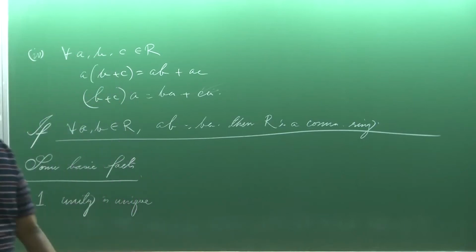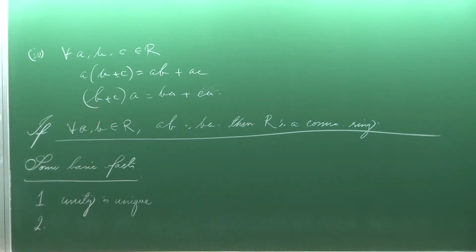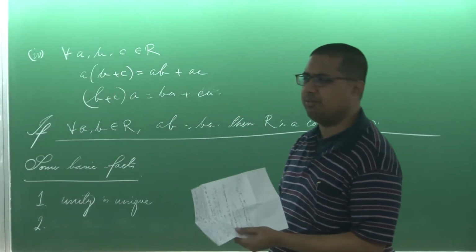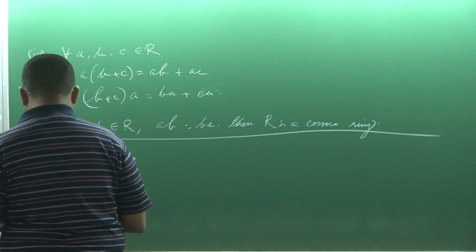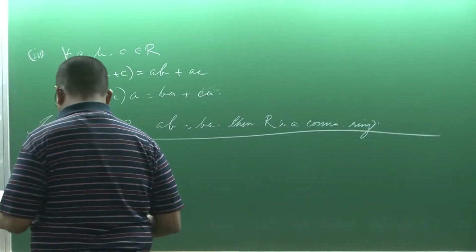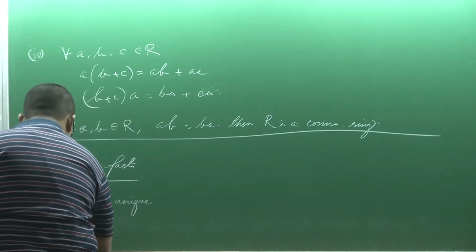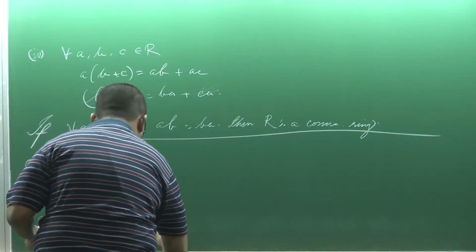Unity is unique. So this is one fact. The proof is basically just like the uniqueness of identity elements in groups. And also one has the following properties.